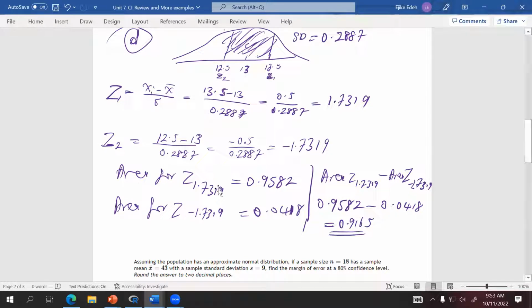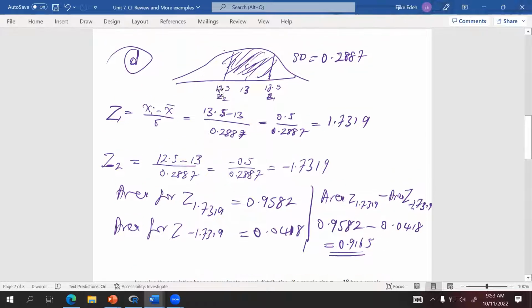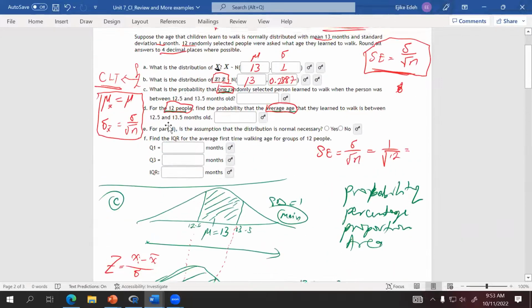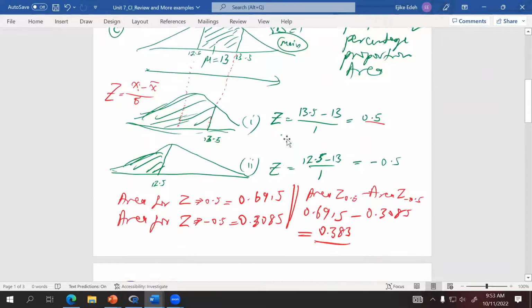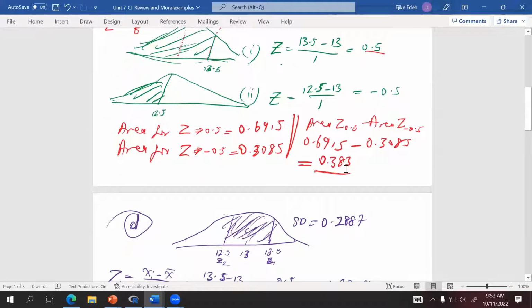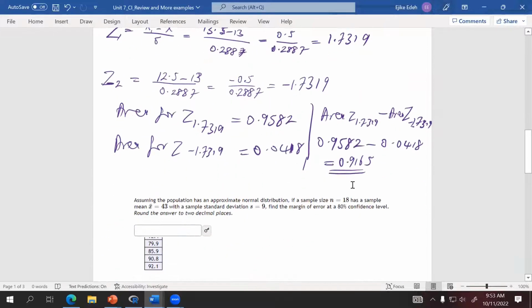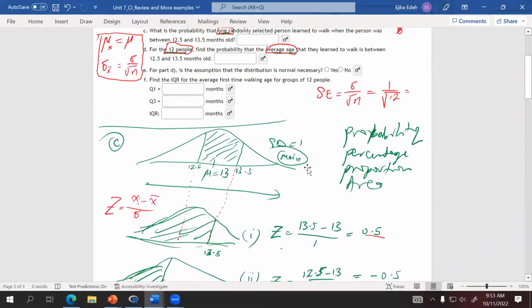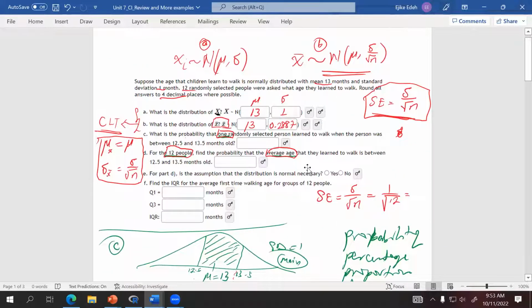Notice that even though the bound is the same, from 12.5 to 13, the probability of getting the average of 12 people to fall within that range is much bigger. The earlier one was like 38%, while this one is almost 92%. It's bigger because you are dealing with a larger number of people, but the other one was just one. Okay, any question on this one?